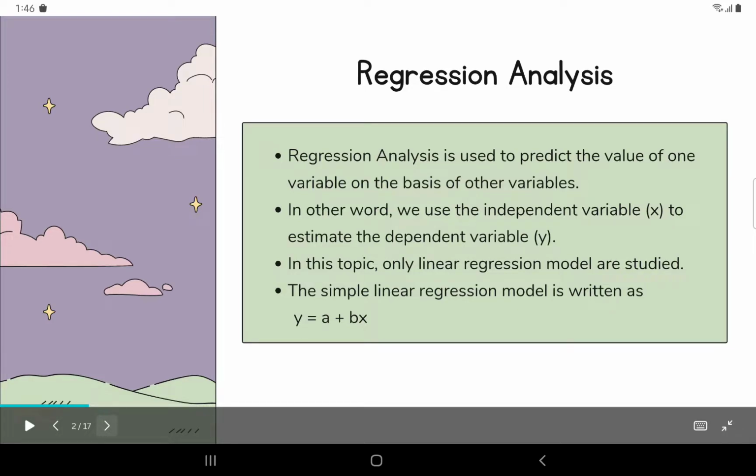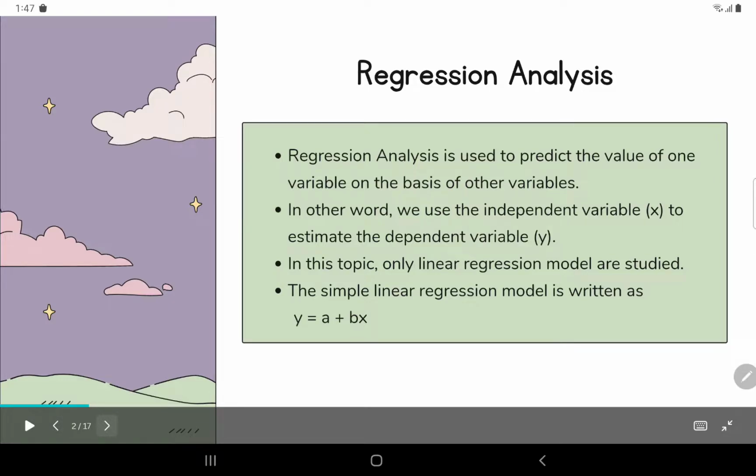Regression analysis is a statistical technique that is used to obtain the equation relating two variables. Okay, so we have two variables, and we want to predict the value of one variable on the basis of another variable, where one variable is a dependent variable and another is an independent variable. So we note that the independent variable is x and the dependent variable is y.